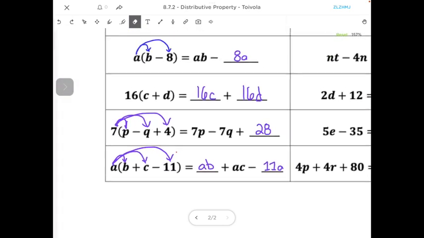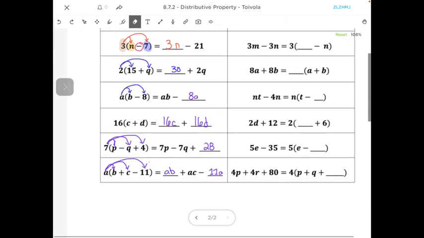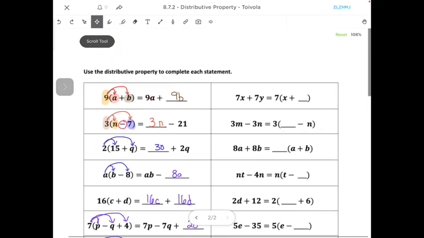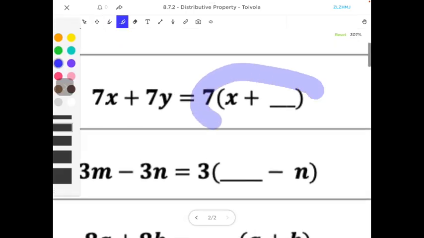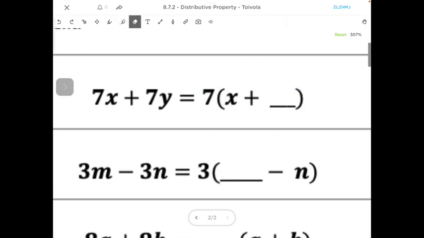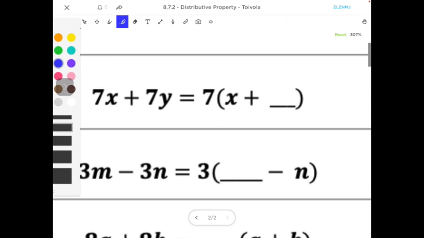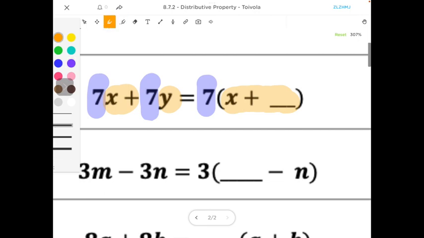Okay, the next column goes backwards. This time, we're going to write the expression in the distributive property form. So you have to figure out what goes in one of those blanks, or maybe even what's in front. So here, I see a 7, I see a 7, it's that 7. So inside the parentheses is x plus blank. That's here, x plus, there's the y. So we'll write a y in there, x plus y.